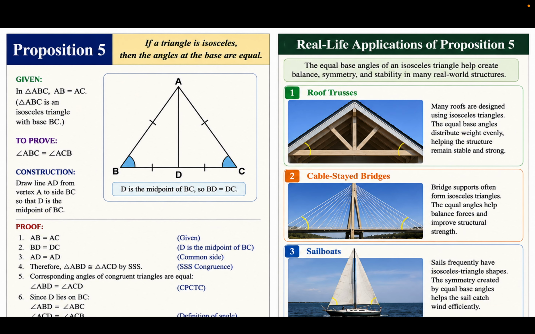For the second one, I have the cable-style bridge. We all have seen cable-style bridges, and they also use proposition 5. Many bridges use a triangular support system that resembles an isosceles triangle, as the equal base angles help balance the forces acting on the bridge. The forces acting on both sides of the bridge are balanced because it is based on proposition 5 and the isosceles triangle base angles theorem. The balanced design improves the structural strength and allows the bridge to support heavy loads safely.